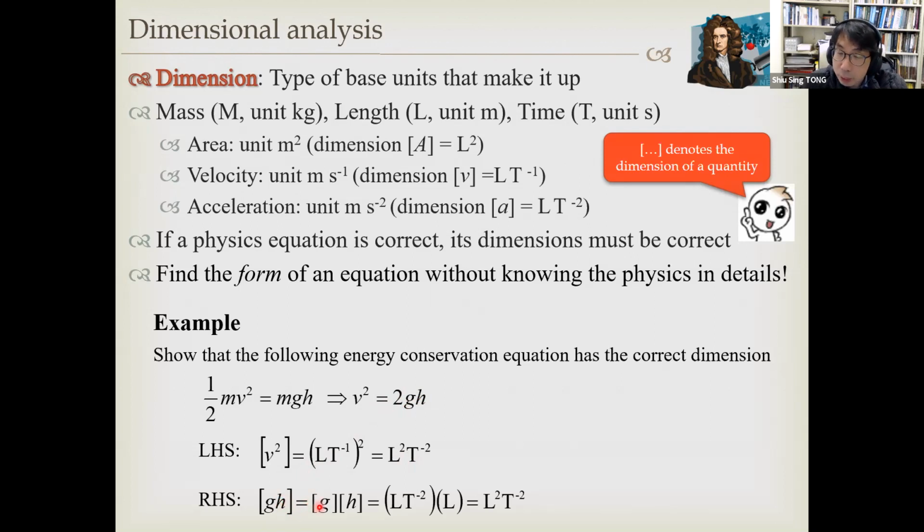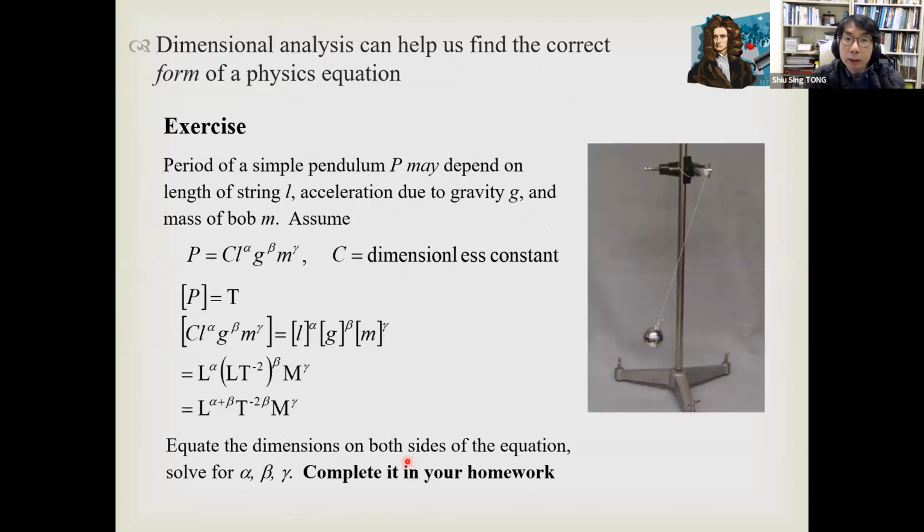So the dimension on the right-hand side is the dimension of g multiplied by the dimension of h. The dimension of g, because g is the acceleration due to gravity, is LT to the power minus 2. The dimension of h is, of course, L. So when the two multiply together, we get L squared T to the power minus 2. So it is easy to see that the two sides of the equation have the same dimension. Okay, so that is a very simple example. Now, I urge you to do this in your homework. This is in fact in part B of your homework.